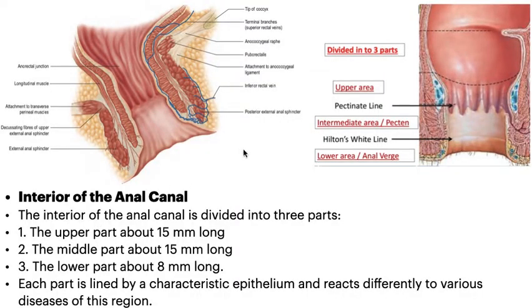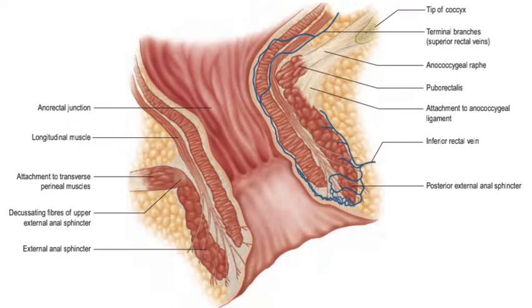Coming to the interior of the anal canal, it is divided into three parts. The upper part over here, about 15 millimeter long. The middle part over here, about 15 millimeter long, and the lowest part, about 8 millimeter long. Now, each part is lined by characteristic epithelium and reacts differently to various diseases of this region. Here you can see this is the first part, this is the second part, and this is your third part.